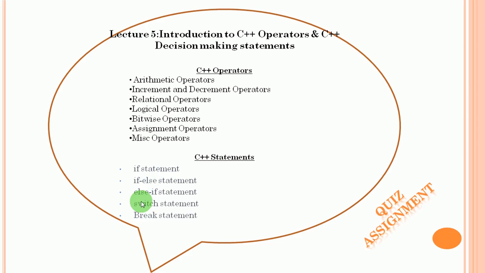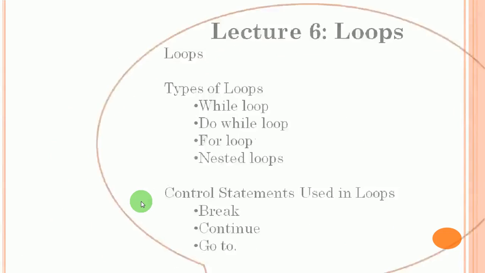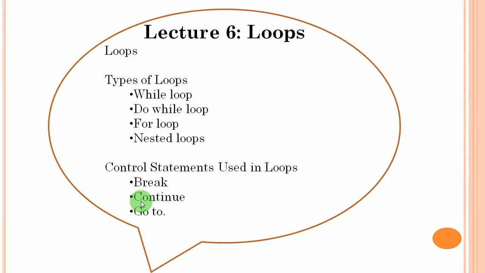Lecture 5 is also followed by a quiz and assignment. Next we come to lecture 6. It's all about loops. First, we give an introduction to the topic of loops. What are loops and where are they used in the language? Then we look at some of the types of loops, that is the while loop, do while loop, for loop, and then nested loops. And then we discuss some of the control statements used in loops, such as break, continue, and goto.